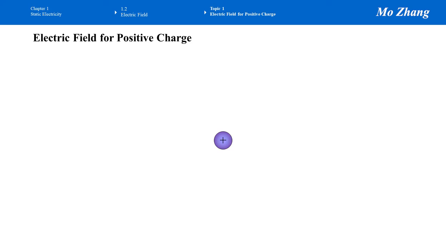Here, let's just pick one positive charge and place it here. These are called electric field lines, or simply field lines. As you can see, the arrows are pointing outward from the positive charge. From the direction of the arrows, we know these field lines are leaving this positive charge. In conclusion, for positive charges, the electric field goes outward from the charges.